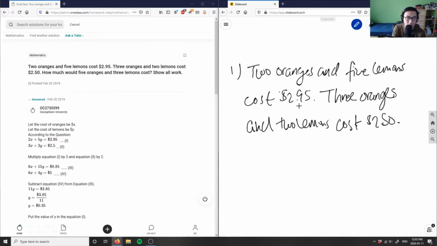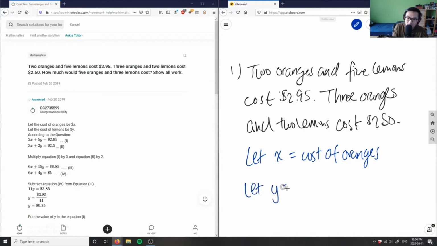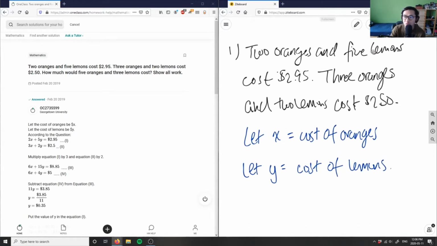2 oranges and 5 lemons cost $2.95. So we can say, let the cost of oranges equal x, right? Let x equal cost of oranges. I'm going to let y equal cost of lemons here. Cost of lemons.